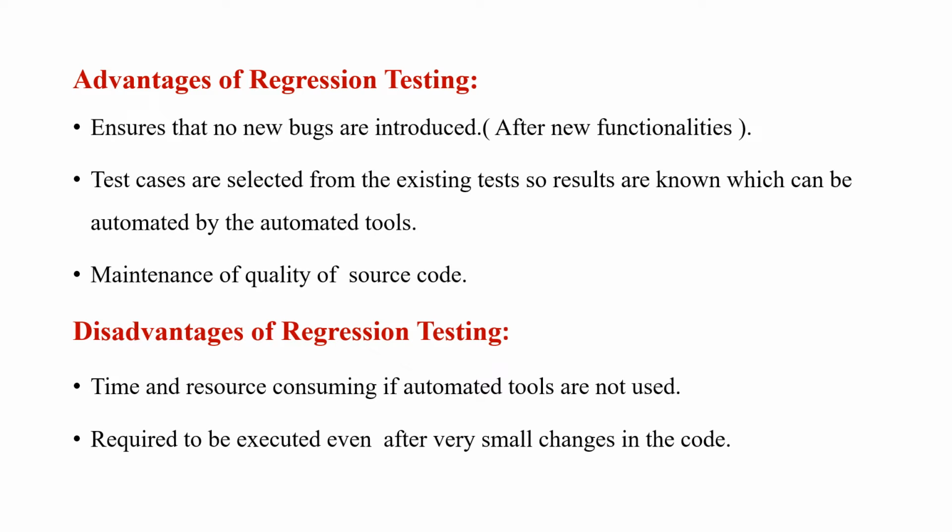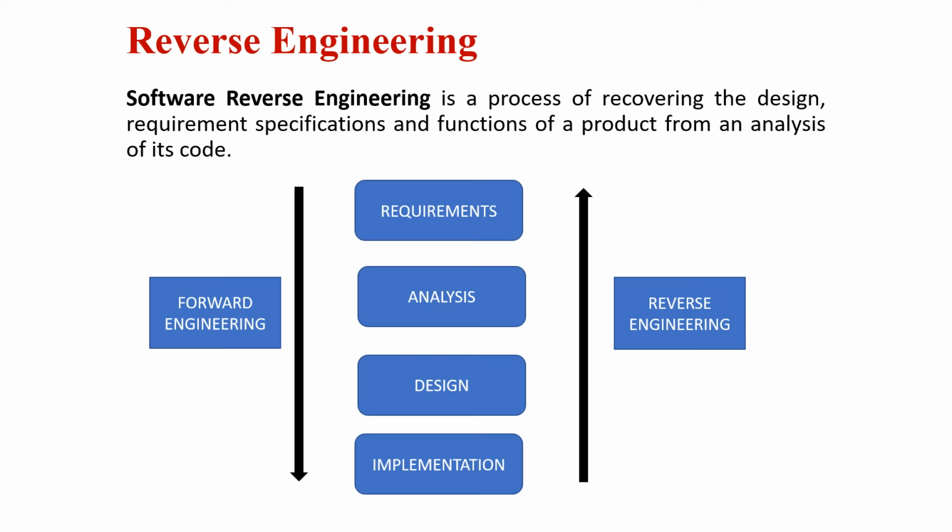Now, disadvantages of regression testing are that it is time and resource consuming. If automated tools are not used, it will be a major problem. And the second is that it is required to be executed even after very small changes are present in the code. Even after we have very small changes or a little bit of changes in the code, we'll have to carry out the regression testing. Now, the next topic is reverse engineering.